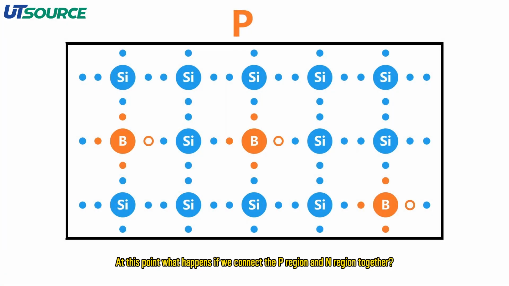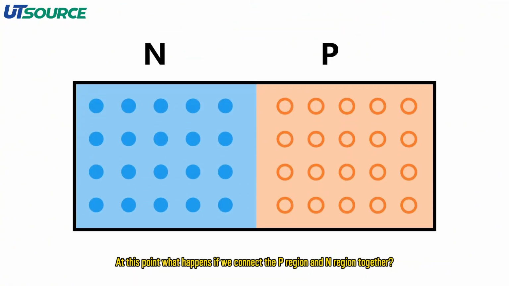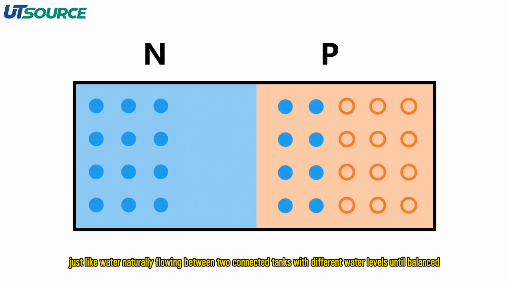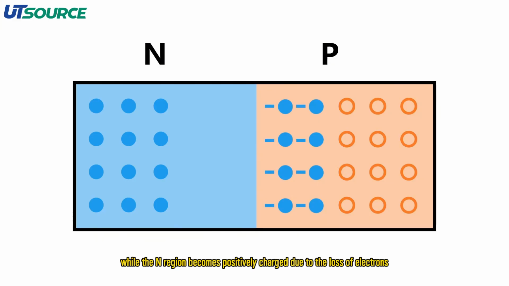At this point, what happens if we connect the p region and n region together? Because the electron concentration is high in the n region, electrons will diffuse into the p region, just like water naturally flowing between two connected tanks with different water levels until balanced. Electrons entering the p region make the area near the boundary negatively charged, while the n region becomes positively charged due to the loss of electrons.